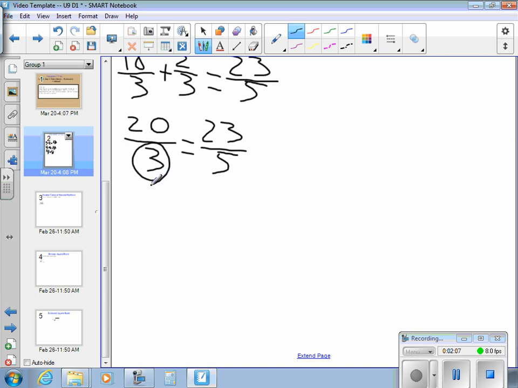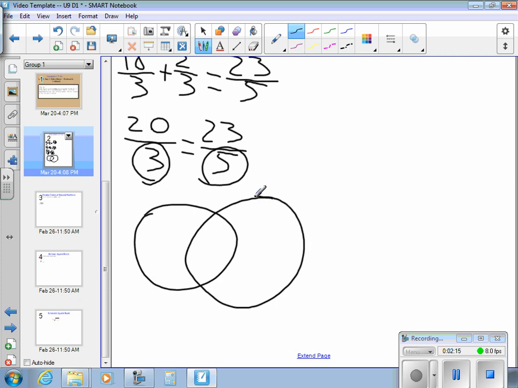Let's see, 3 is prime, 5 is prime. My Venn diagram, I have nothing to go in the overlap. There's nothing in common. So I've got a 3 here and a 5 here. So if I cover up this 3, what I need to get my common denominator is the 5. I still need the 5. So I'm going to multiply this fraction, top and bottom, by 5. And then the other fraction, if I cover up the 5, I still need the 3. So I will multiply it, top and bottom, by 3.